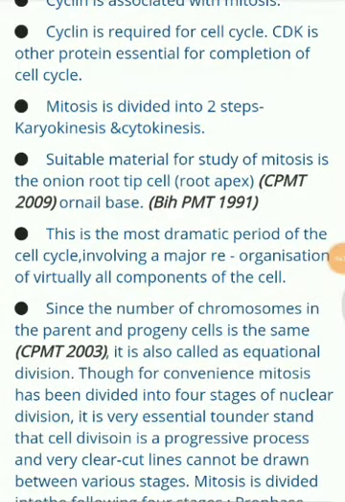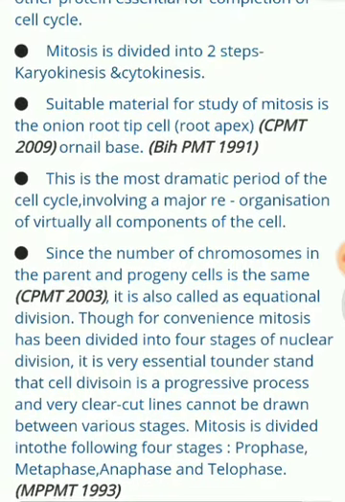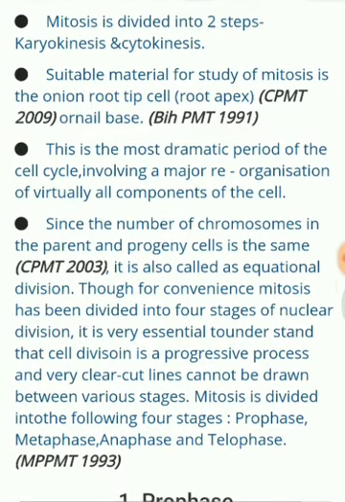Mitosis is divided into two steps, karyokinesis and cytokinesis. Suitable material for the study of mitosis is the root apex or onion root tip.